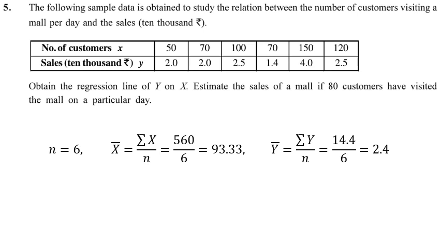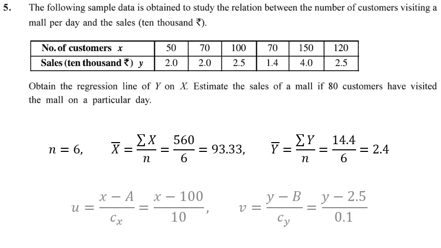While for y, as you can see, all of them are in fractions, so I am going to multiply all the values of y with 10, and before multiplication I will directly deduct 2.5 from each of these values. This is just an arbitrary value, you can choose any value you want. I am taking 2.5. So for u it will be x minus 100 upon 10, while for v it will be y minus 2.5.